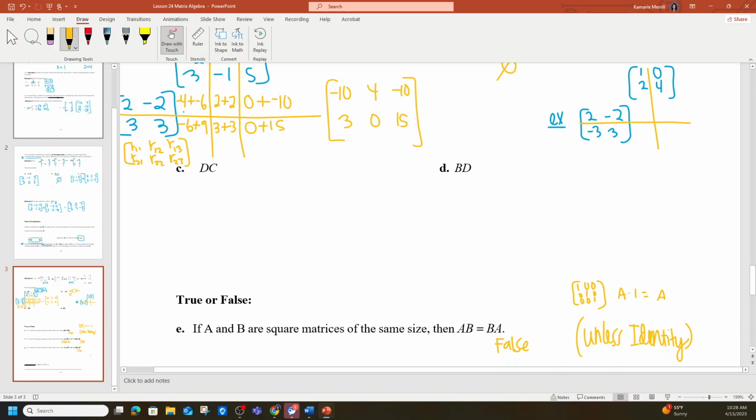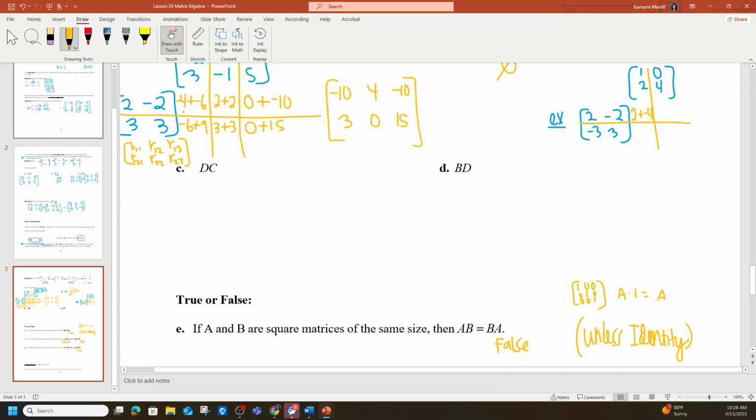What two numbers will be added for the row 1, column 1 spot? 2 plus -4. Are you guys kind of wrapping your head around that? So I move along, 2 plus -4. Move along the row vector with the column vector. Okay. What about this spot? Row 1 with column 2 spot.